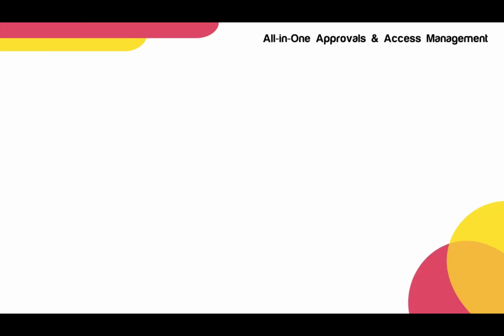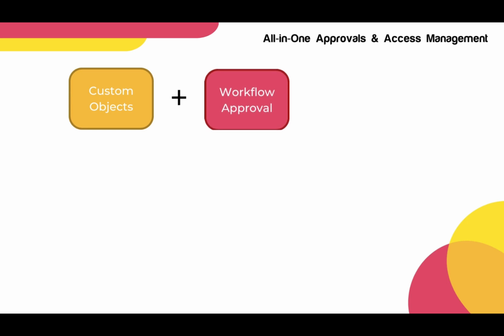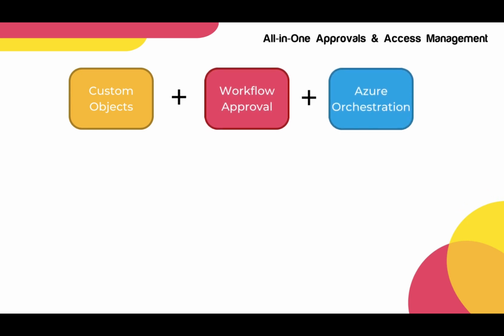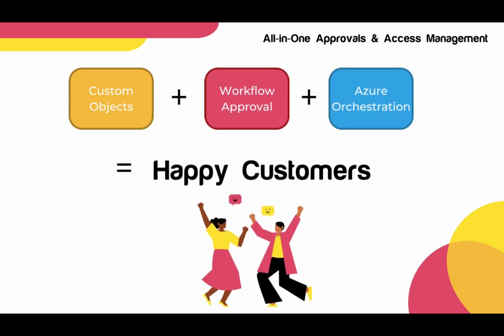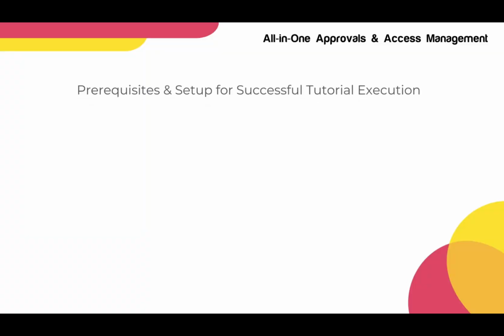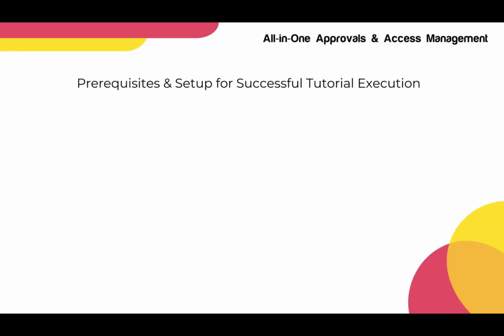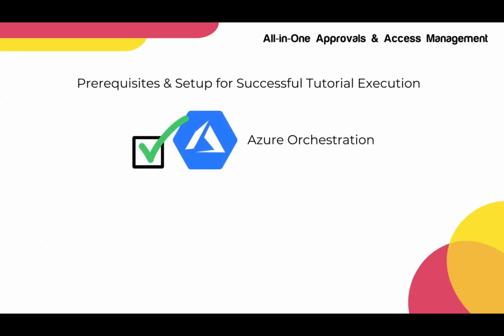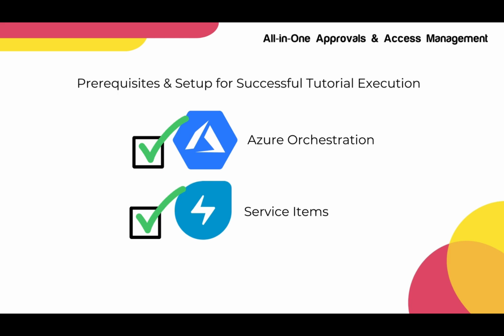In this tutorial, we'll demonstrate how to combine custom objects, workflow automation, and Azure orchestration to grant users application access once approval is given. To follow this tutorial, ensure you have configured your preferred orchestration app for managing access. We'll use Azure as an example, but the principle applies to other identity providers like Google or Okta. We assume you've already created service items for the applications users can request.